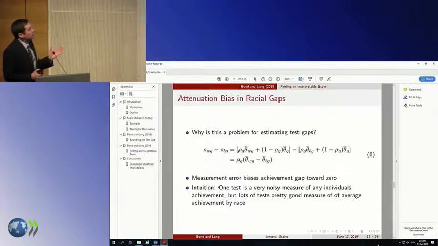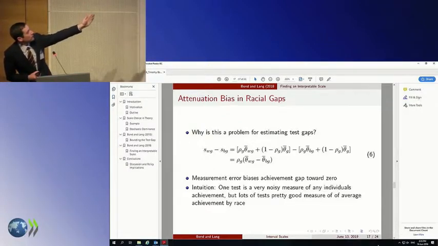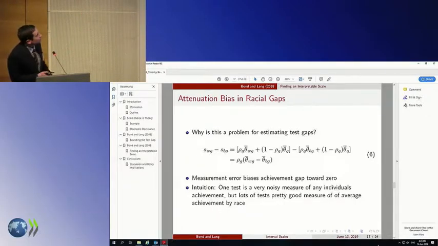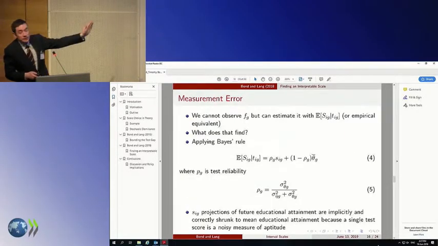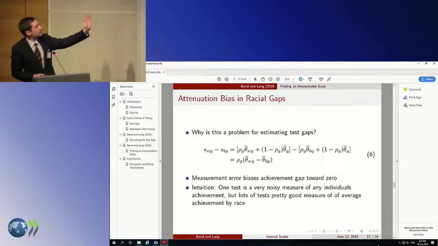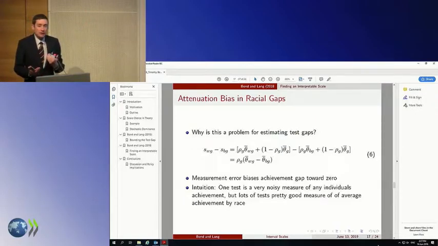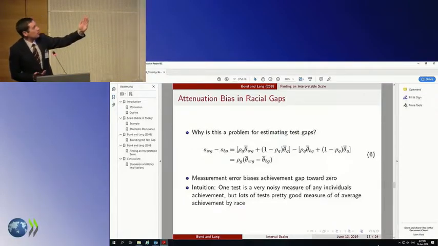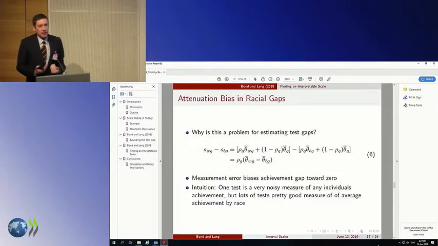So let's use some asymptotics here. So this is just replacing the mean of our scores. The first term in this next equation is going to be the mean S. The second term is going to be the mean theta. Well, the mean theta is just going to cancel itself out. What we're left with is our mean difference in actual achievement attenuated downwards by the test reliability.